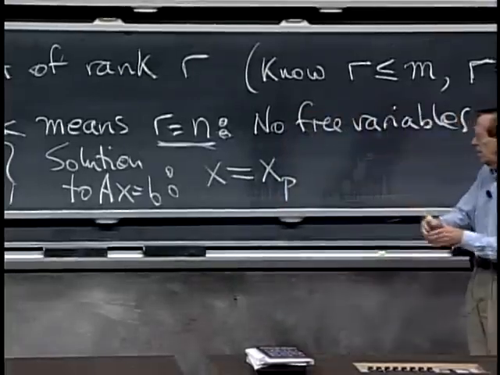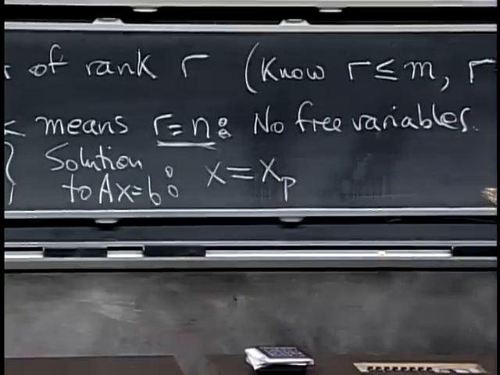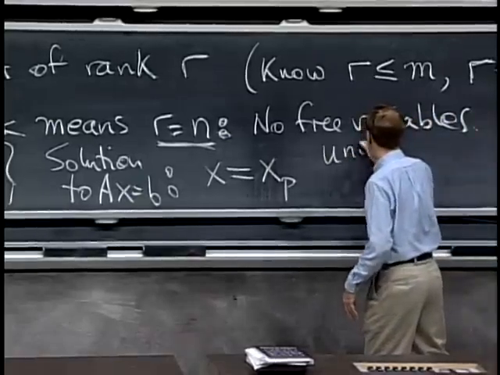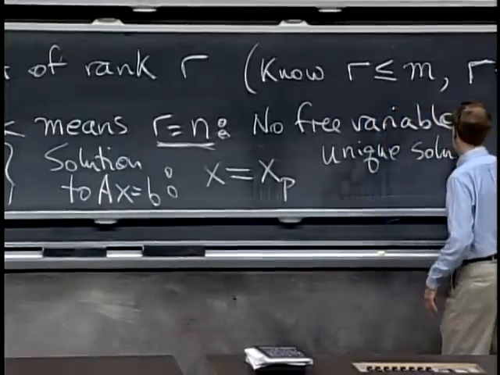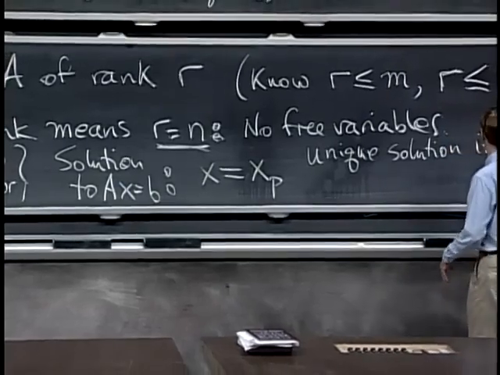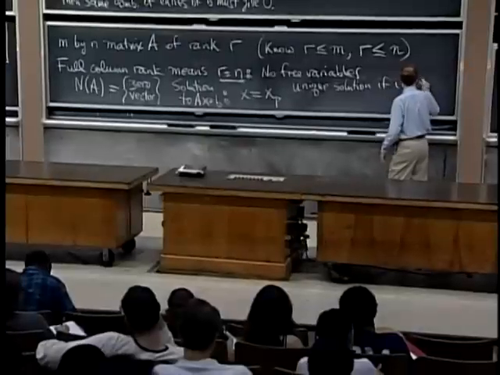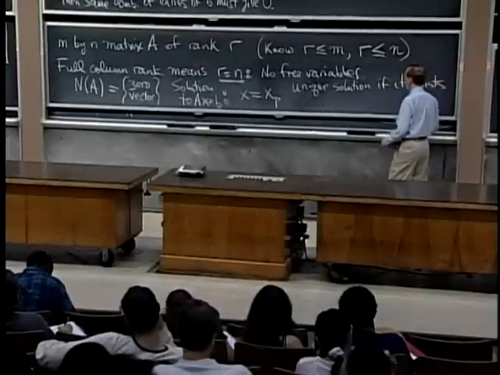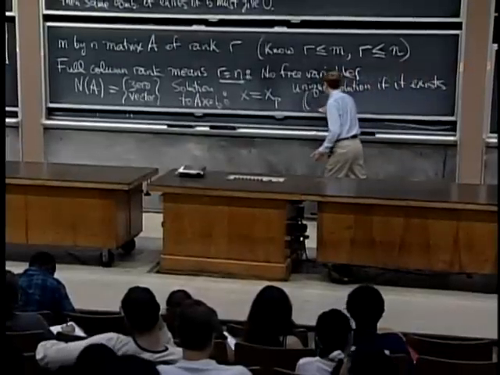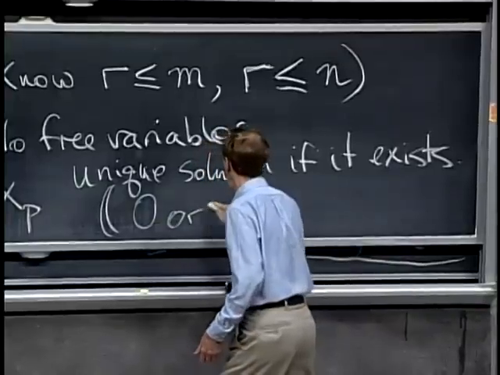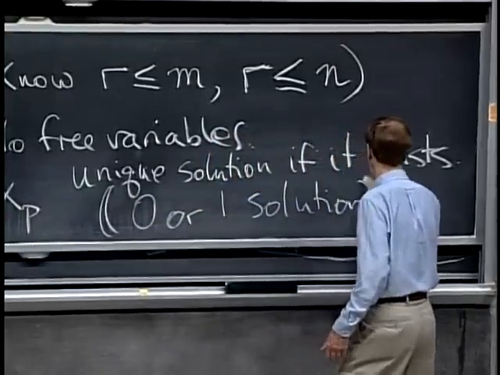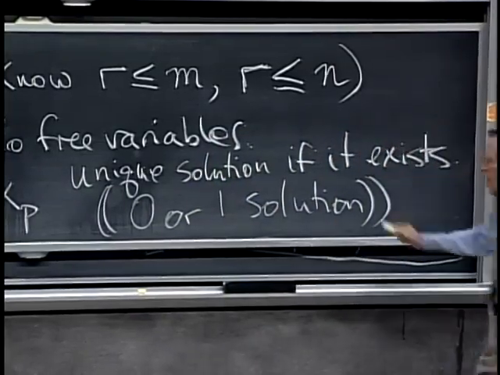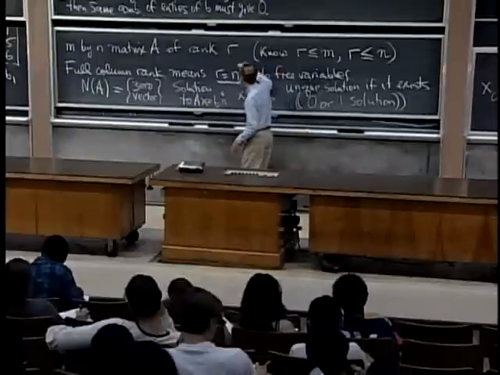There's nothing else, there's just one solution, if there's one at all. So it's a unique solution. Unique means only one. Unique solution if it exists. In other words, let me put it a different way, there are either 0 or 1 solutions. This is all in this case, R equal n.